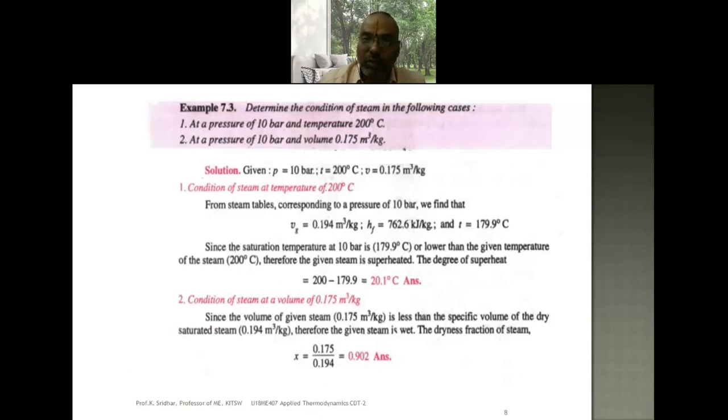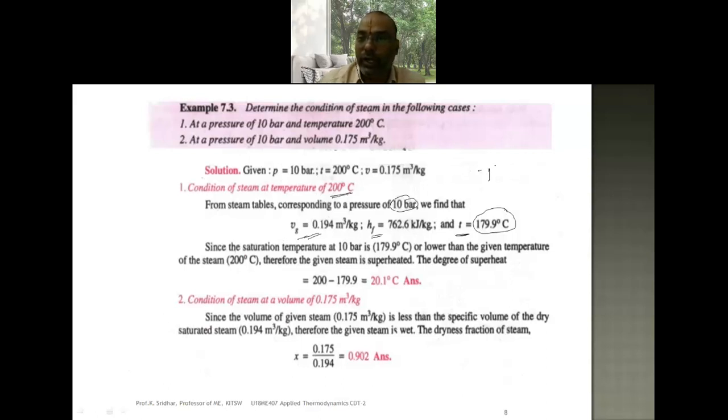So go to the steam tables at a temperature of 200 degrees centigrade, at 10 bar and 200 degrees centigrade. Just find out what the Vg value is, and similarly the other values, that is the corresponding saturation temperature, and similarly the enthalpy as well as the specific volume. So here at 10 bar the saturation temperature is nothing but 179.9 degrees centigrade, but it is given that the temperature is equal to 200 degrees centigrade.